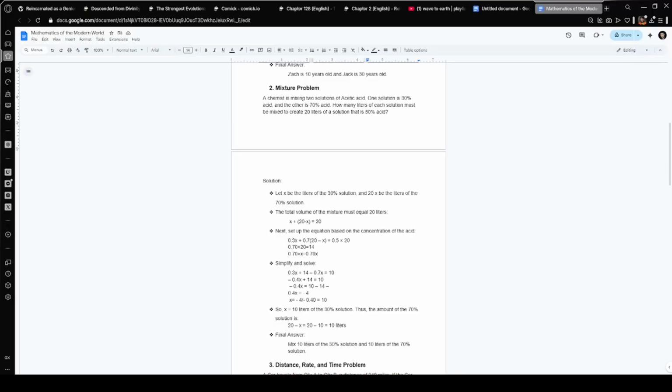So secondly, the mixture problem. This is our problem. A chemist is mixing two solutions of acetic acid. One solution is 30% acid and the other is 70% acid. How many liters of each solution must be mixed to create 20 liters of solution that is 50% acid? So this is how you solve this.